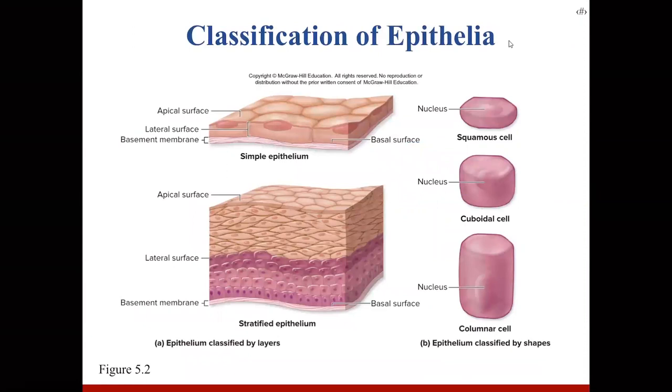Here are the pictures that I really just drew for you. So simple, one layer. These are squamous because they look like fried eggs. Cuboidal are more square, and columnar are tall. Here's stratified. This would be stratified cuboidal down here, and that's stratified squamous.